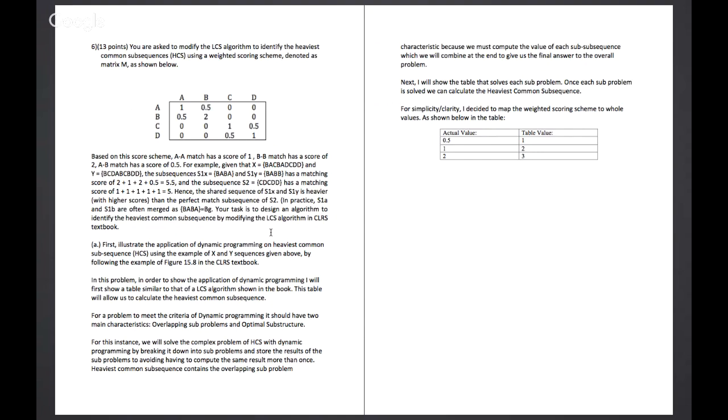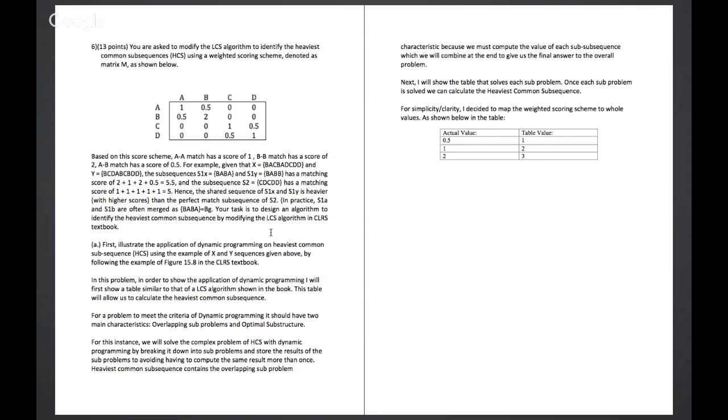So, in this problem, we're asked to modify the longest common subsequence algorithm in order to identify what's known as the heaviest common subsequence. And we're going to use a weighted scoring scheme, which you can see in the matrix on the top left of the page. So, for example, with a B and a B match, the weight will be a 2. So if you're watching this, I'm sure you've already read the problem, so I'm going to hop right into it.